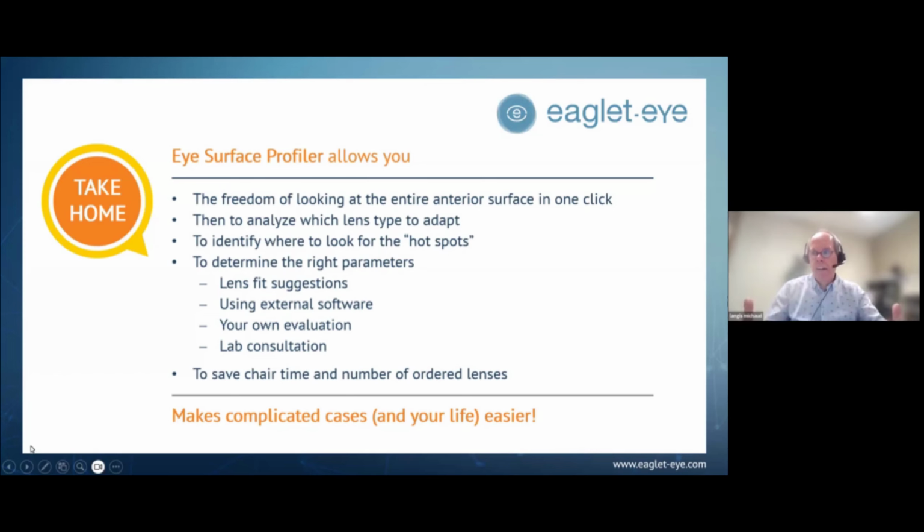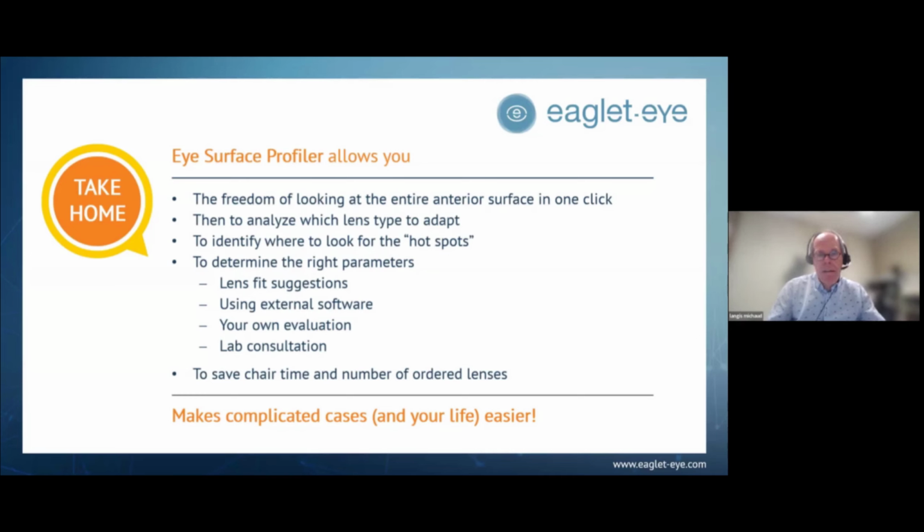And that's the case in a very challenging surface where we have a lot of things to do, and we have a second case that will be exactly like that. So we have the possibility to analyze which lens we will have to adapt. We can identify really upfront where the hot spots are. So when I sit the patient in front of the slit lamp, I know exactly where I have to make sure to evaluate my lens fit and my lens to cornea relationship, because I know exactly where the weakest spot of that surface is. So it saved me chair time, in fact, because I know exactly where the troubles may arise in the future.